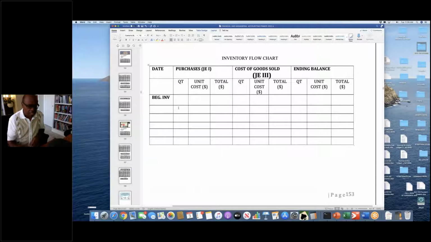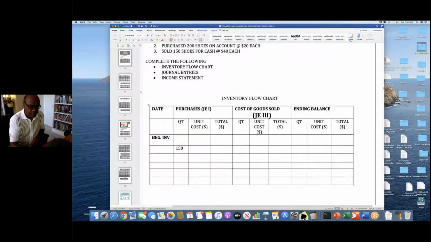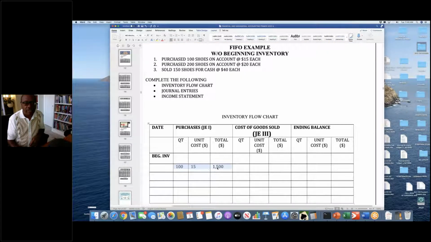So we bought 150. How much did we pay for each one? $15. We bought 100, didn't we? Yeah, we bought the 100 and paid 15 for each. So we got 1,500 in here. Then we're gonna bring that over to the balance column. So all we do, we copy this, put it over here in the ending balance. That means we got these shoes for sale.